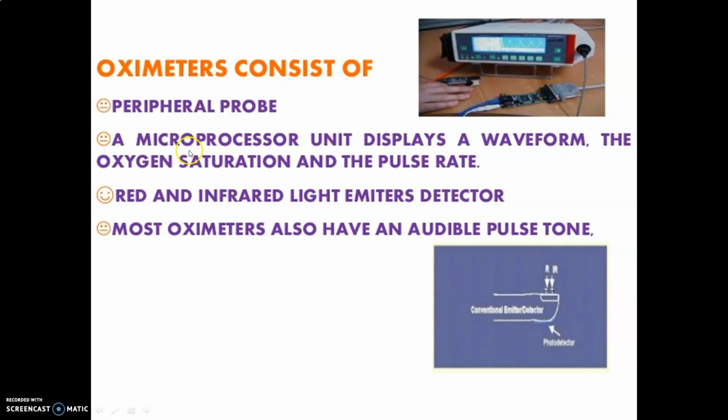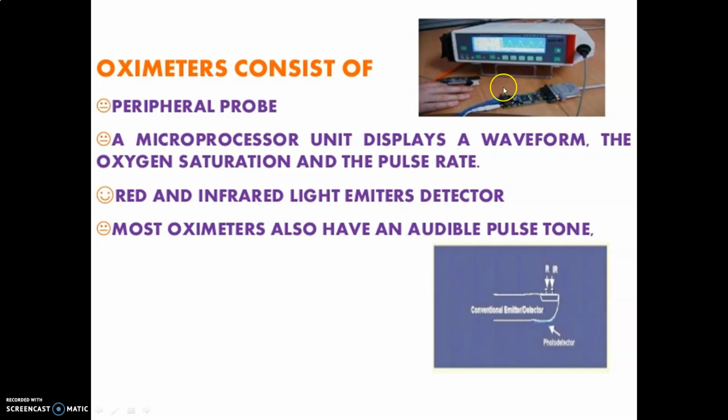Second, a microprocessor unit displays a waveform, the oxygen saturation and the pulse rate. So this is your processor unit. Here we have the display. Have you seen this waveform? This waveform displays the pulse rate of a patient, and the oxygen saturation and the pulse rate are also mentioned here.